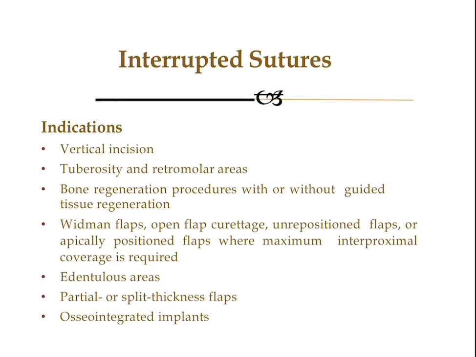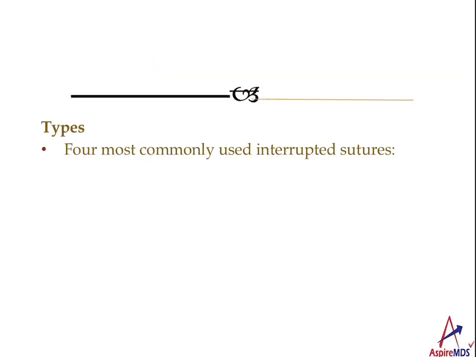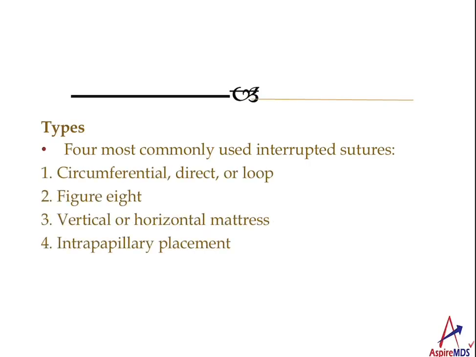Where partial or split thickness flaps have been taken, we go for interrupted sutures. Also in implant surgeries we go for interrupted sutures. So what are the types of interrupted sutures? They are circumferential sutures, the figure of 8 sutures, the vertical or the horizontal mattress sutures, and the intrapapillary sutures.